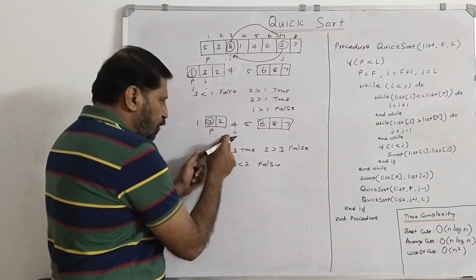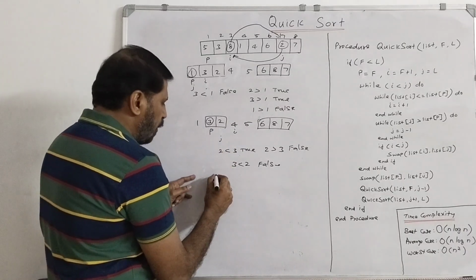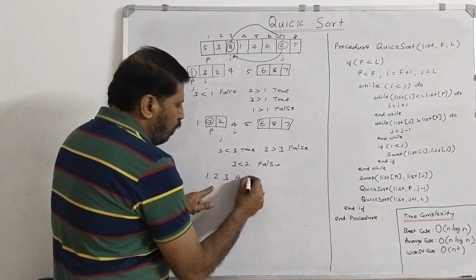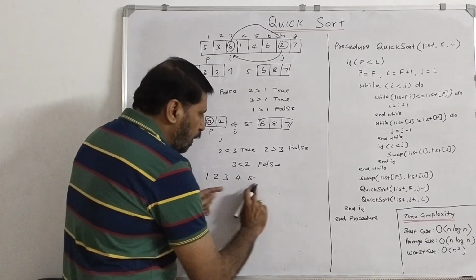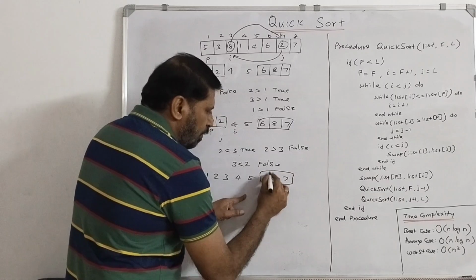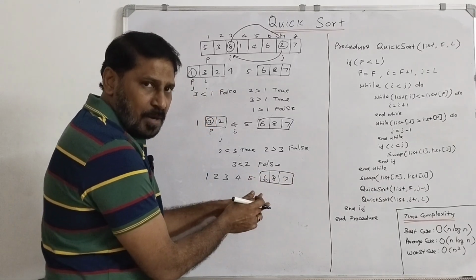What is the j value here? It is 2. The pivot value is 3. So it becomes 2, 3. So 1, 2, 3, 4, 5. All of these numbers are sorted. 6, 8, 7 remaining. Is the point clear? 6, 8, 7 is remaining.